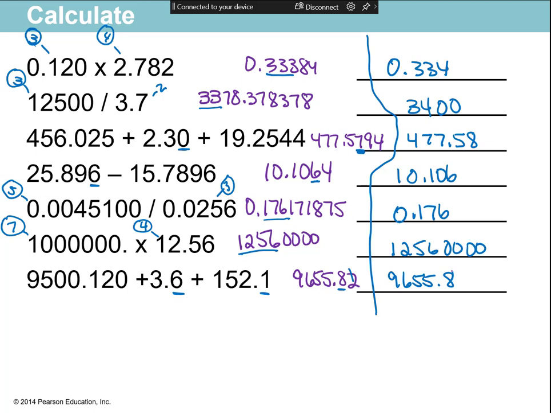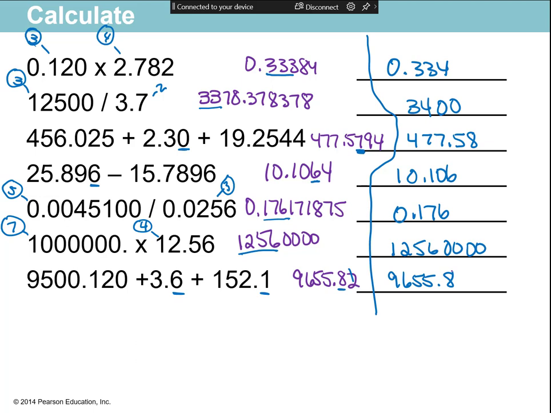Would you take out points if you made a mistake? Well, it might be wrong. If there's a question on a test, it might be a multiple choice question, and all the answers might be right, but the only one that really is right is the one with the right number of significant figures.